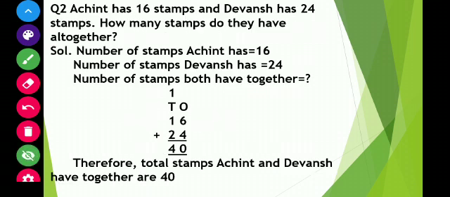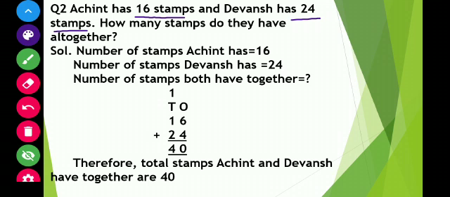Let's take another question. Achint has 16 stamps and Devansh has 24 stamps. How many stamps do they have altogether? Children, the two information given in the question, 16 stamps which Achint is having and 24 stamps which Devansh is having. First of all, you will write these two given information in a statement form.